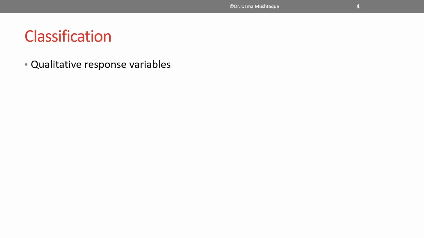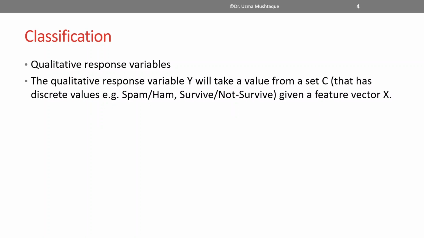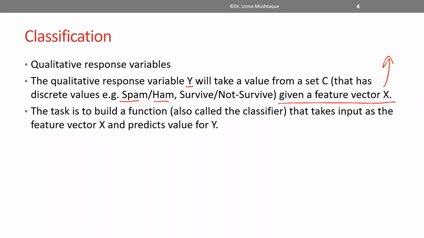So what is classification? It has qualitative response variables, just like in our example, purchased or not purchased. That was our response variable. The qualitative response variable y, which I'm now representing with y, can take a value from a set C. In our example, set C was purchased or not purchased. It could be an email being spam or ham, or a particular person surviving or not, and so on, given a feature vector, which in our case was age and income. My X could be all my predictor variables. This is how the classification problem is defined.